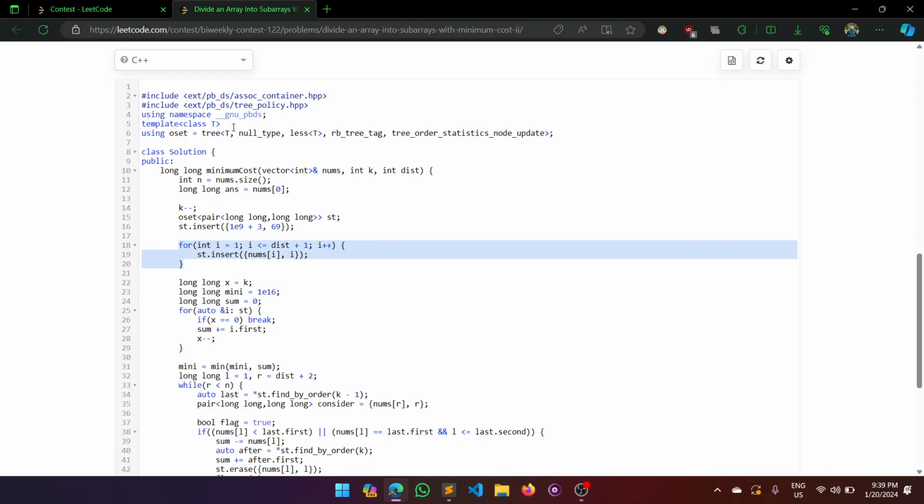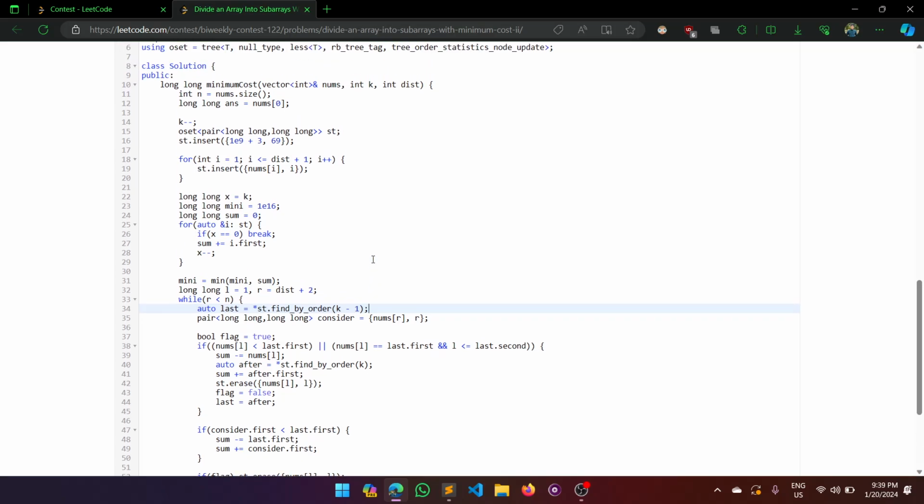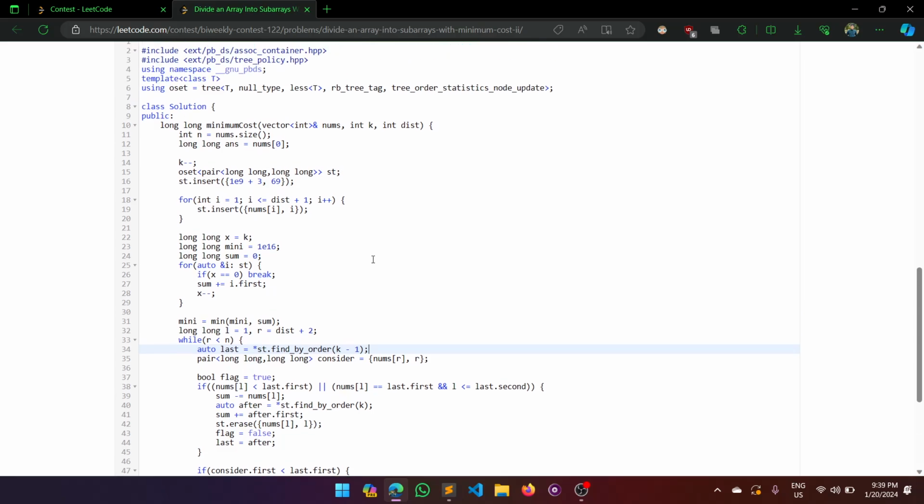So basically it's just a set. It just provides us with an additional functionality: we can determine which element is the kth smallest element inside the set. We can find that with the method this data structure provides, which is find by order.